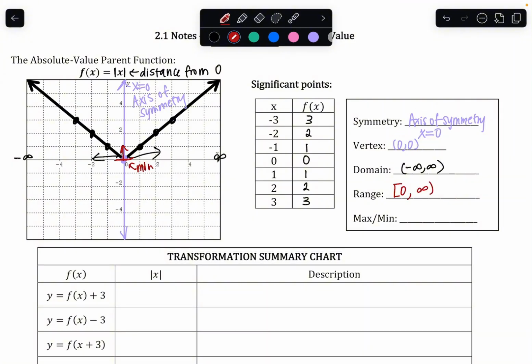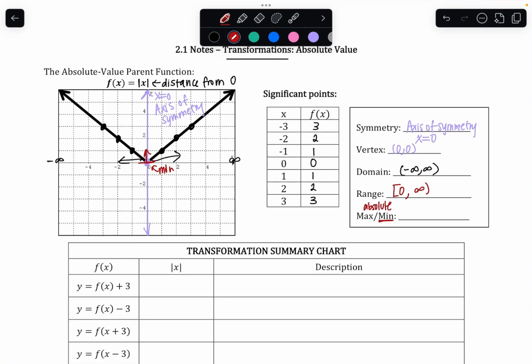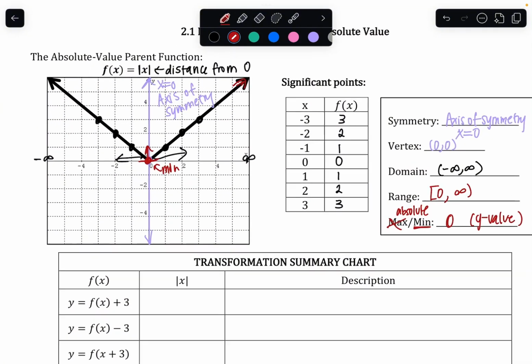And so we call this an absolute minimum. We'll be talking about relative min in another lesson, but this is an absolute minimum. The function never goes below this point, and so it doesn't have a maximum. It keeps going up forever. It has an absolute minimum at 0. We always talk about the y value for max and min output values. Okay, and so this is all the parent function.